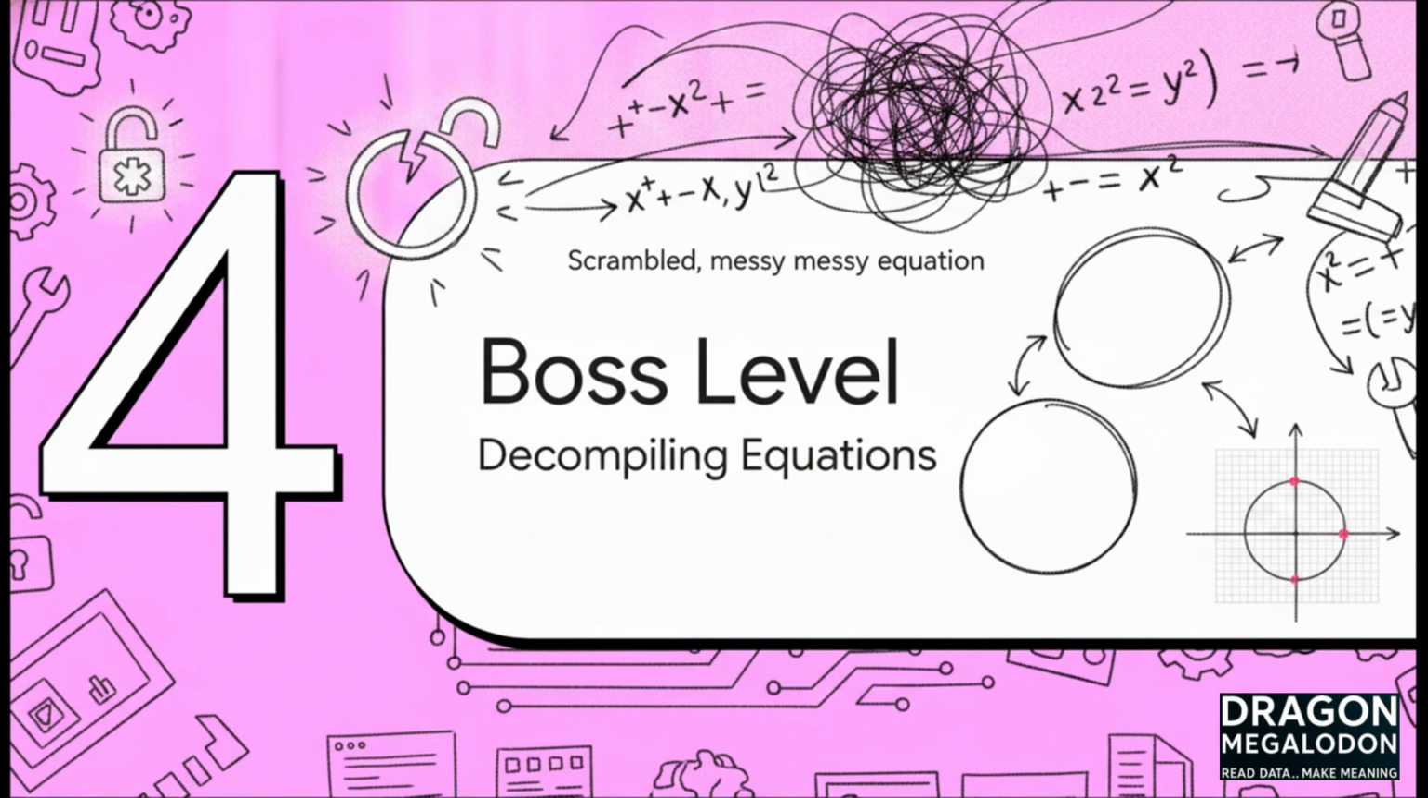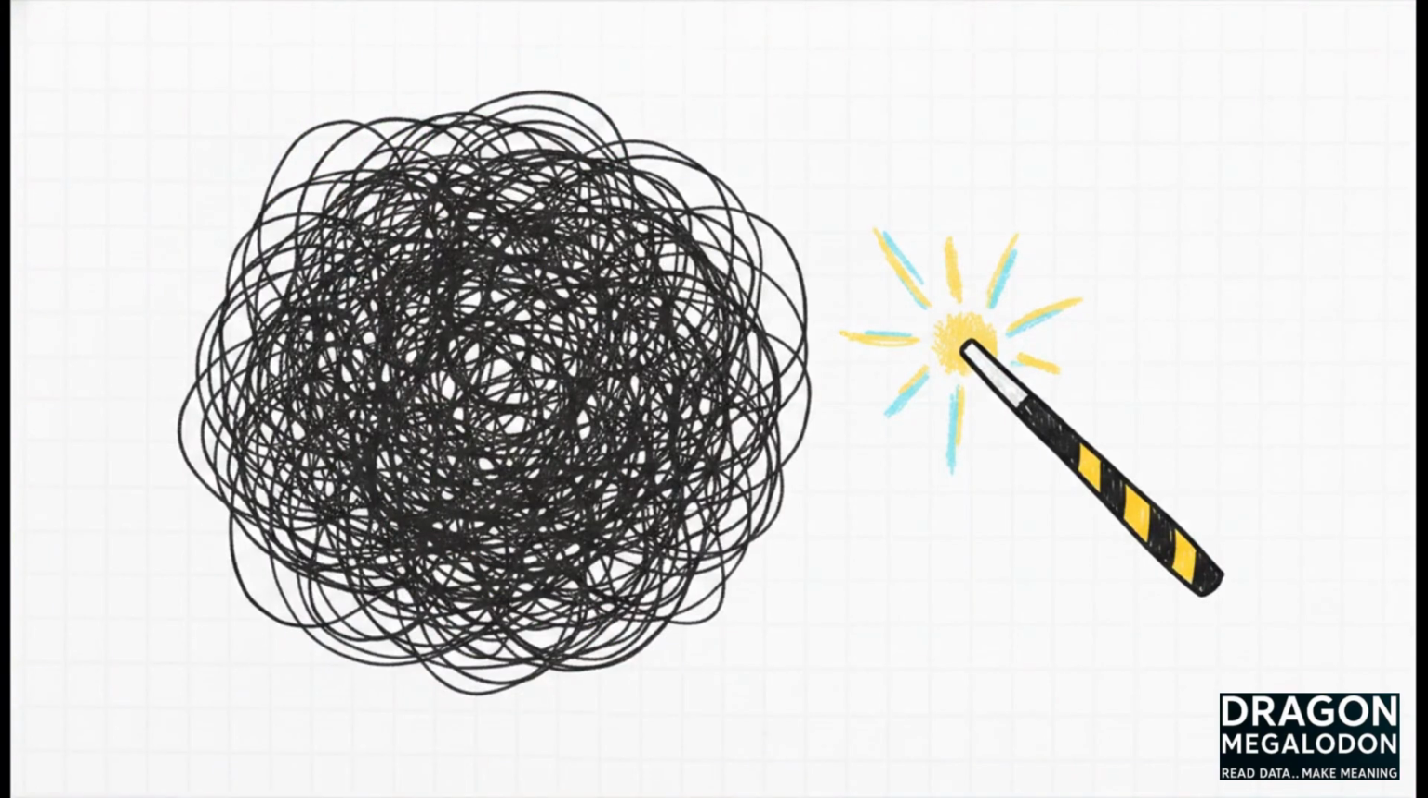We made it! Boss level. Decompiling hidden circle equations. All right, buckle up, because we have officially reached the ultimate developer challenge. Sometimes you just aren't given clean code. Take a look at this absolute block of mathematical spaghetti code: 9x² + 9y² + 72x - 18y + 36 = 0. Yikes, right? This does not look like a circle. The parameters are completely buried. But don't worry, we're going to fix this using a legendary refactoring trick called completing the square.